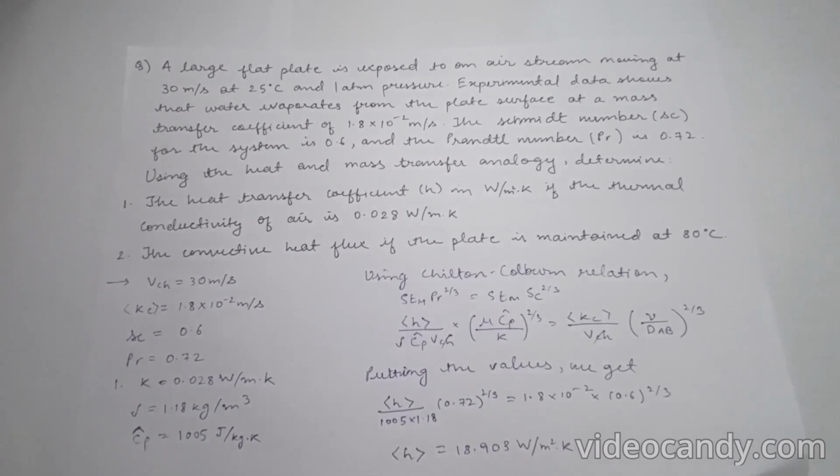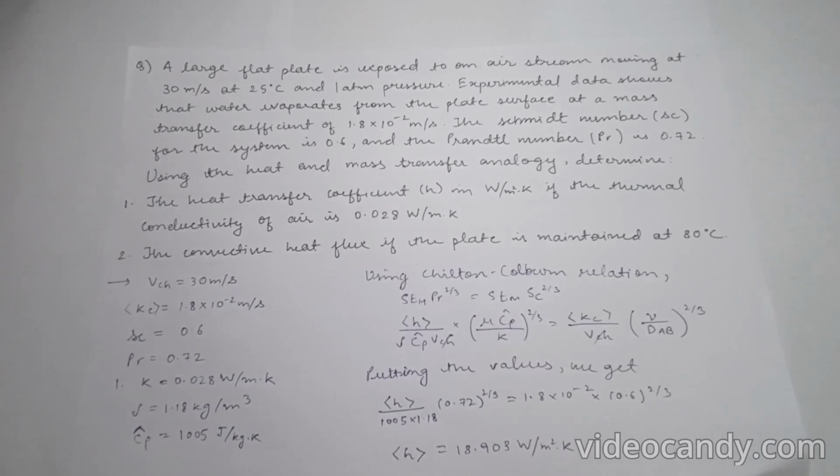So from this question we understand that we have to use the heat and mass transfer analogy. We have been given the data of mass transfer, and now we have to calculate the data for heat transfer, that is the heat transfer coefficient, and also we have to calculate the convective flux for which we need the heat transfer coefficient, and this is where our analogies come to our help.